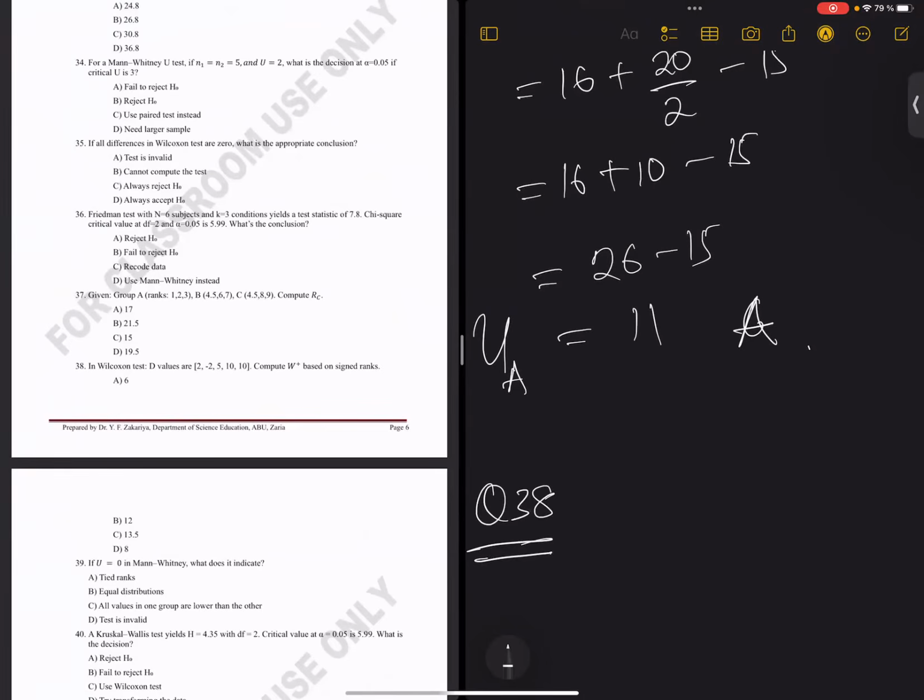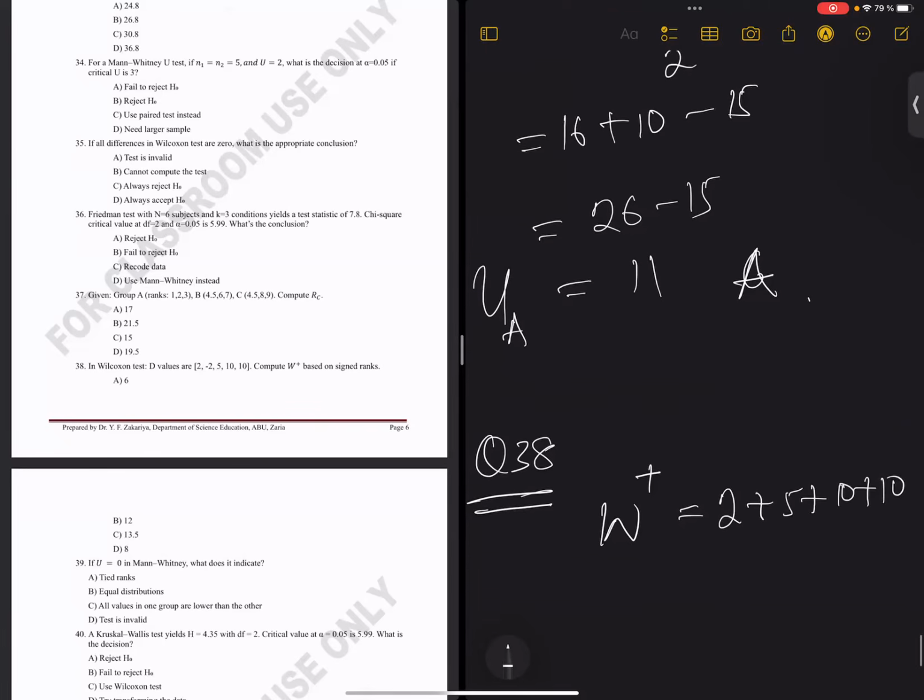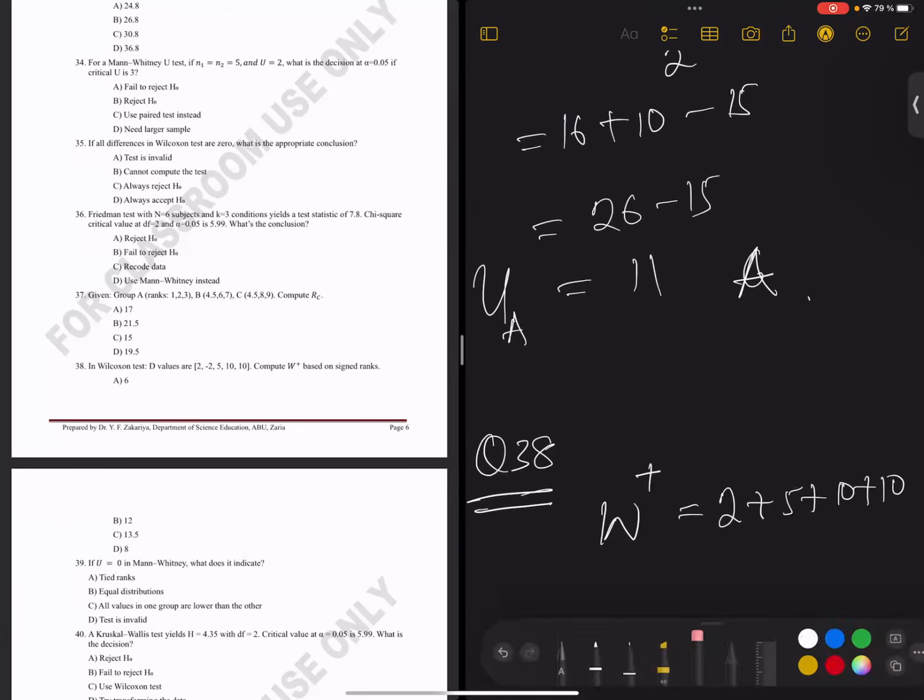Okay. In Wilcoxon test, D values, they are this. Compute W plus based on sign rank. W plus is just the sum of positive signed ranks. Okay, these positive ranks. So the positive ranks here, they are 2 plus 5. 5 is positive. Plus 10 plus 10. Okay?